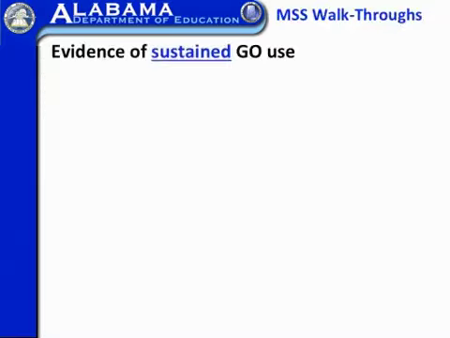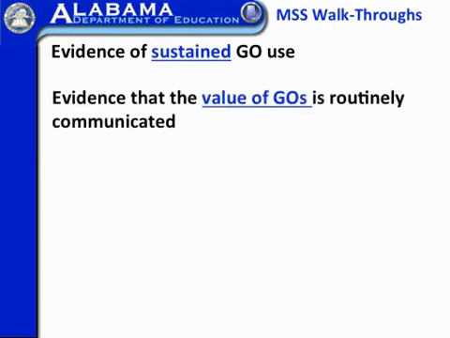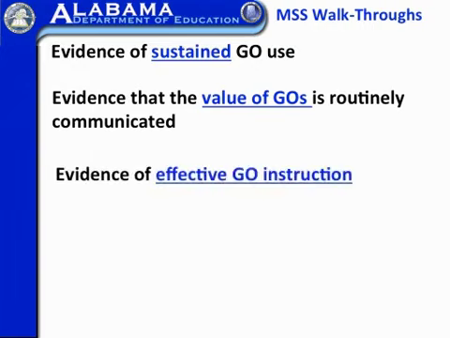So in terms of walkthroughs, where you're going in and observing teachers to get a sense of how well they're doing in using these resources, there are three major categories to look at. One is evidence of sustained graphic organizer use. Another is evidence that the value of the graphic organizers is routinely communicated both by the teacher and by students. And the third area is evidence of effective graphic organizer instruction.